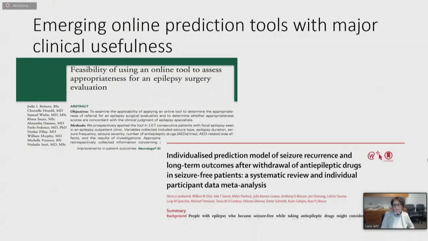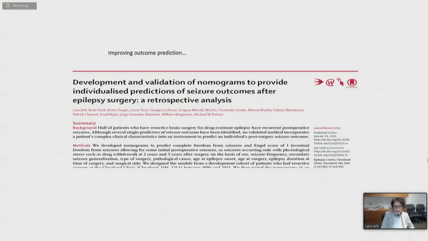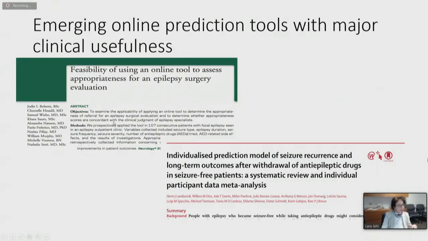This is another online algorithm, a risk calculator based on an algorithm developed from a systematic review of published data, looking at the prediction of seizure recurrence after withdrawal of anti-epileptic drugs in seizure-free patients. And this here is the model that we published in the context of epilepsy surgery. We worked on this paper more as a proof of concept of these initial two. This one was published before our paper. It wasn't really a nomogram, it was a model, but it was online.